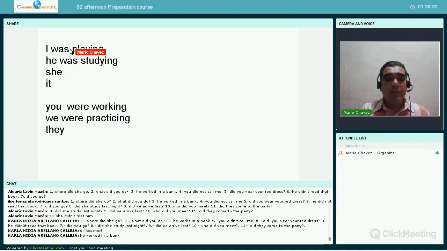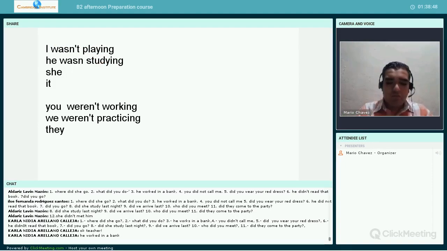If we want to make it negative, we just add not, right? Wasn't, or in the case of were, weren't. We just do it like that, wasn't or weren't. And if we want to make it a question, well, we follow the same structure.